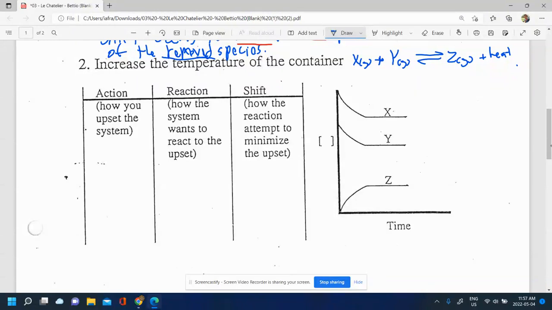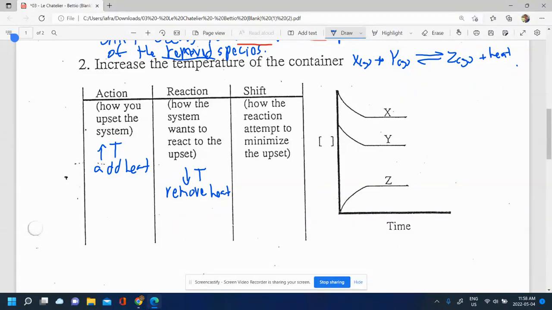What we're doing when we increase the temperature is we are adding heat. So that's what increasing the temperature means. So what do we want to do? We've upset the system. We've added more heat than there should be there. So we want to get rid of some heat. So we want to remove heat to lower the temperature. If we've added heat, we need to undo it by removing heat.